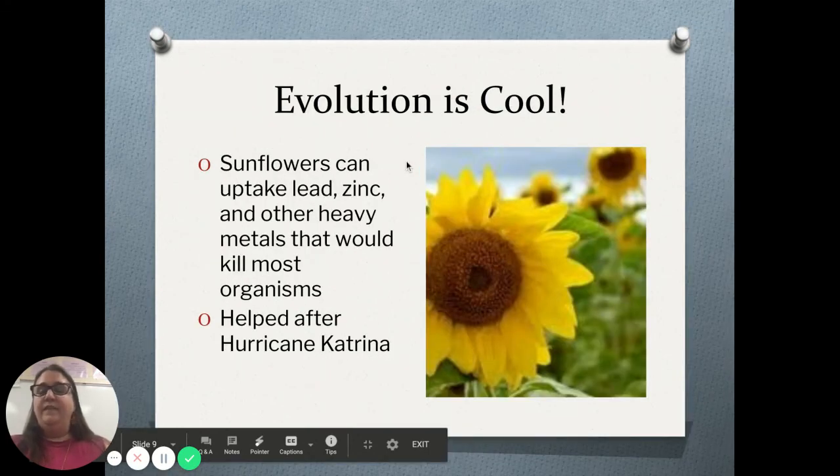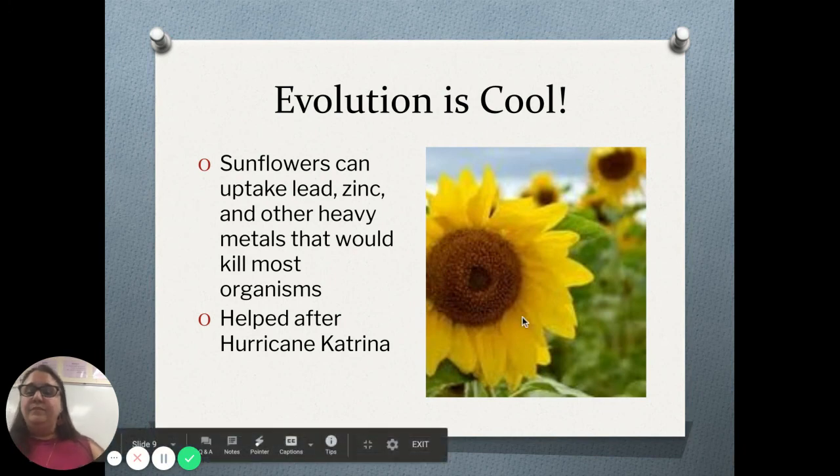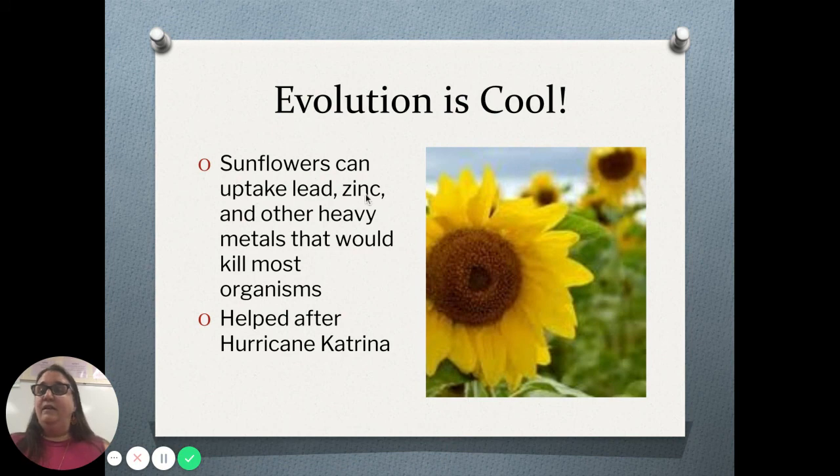And then the last thing for today, I just want to end this session by saying evolution is cool. Sunflowers are plants that can take up into their bodies lead, zinc, and other heavy elements that would kill most other organisms. So they're pretty awesome. This helped after Hurricane Katrina when there was a lot of contamination in the soil, and they could plant sunflowers, and the sunflowers take those up into their bodies and get them out of the soil, tuck them away, and keep them out of the environment.